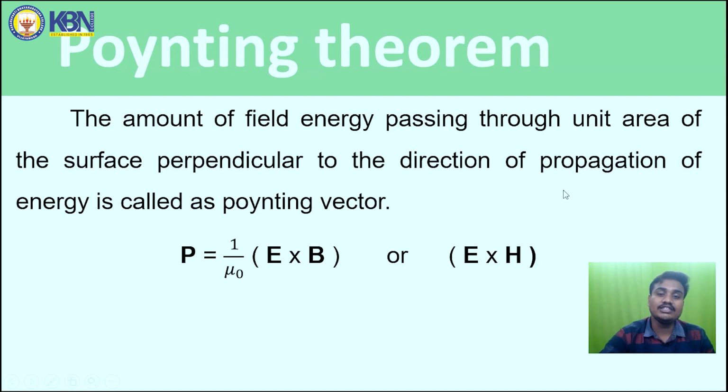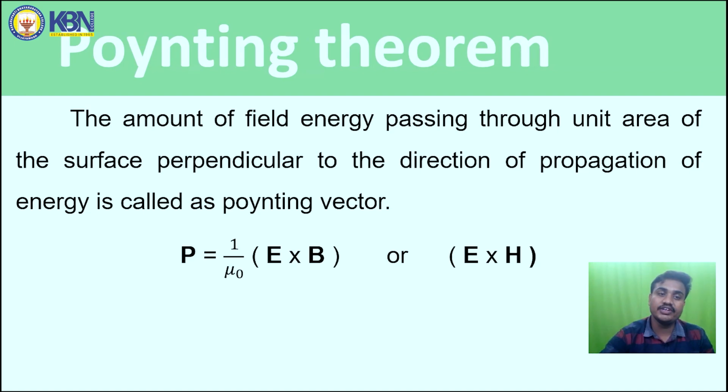Coming to the last topic, Poynting theorem. The Poynting theorem states that the amount of field energy passing through unit area of the surface perpendicular to the direction of propagation of energy is called the Poynting vector. P is equal to 1 by mu naught E bar cross B bar, where E bar is the electric intensity, B bar is the magnetic intensity or the magnetic field, mu naught is the permeability of free space, and P bar is the Poynting vector.